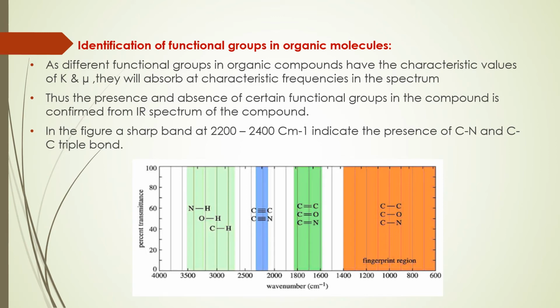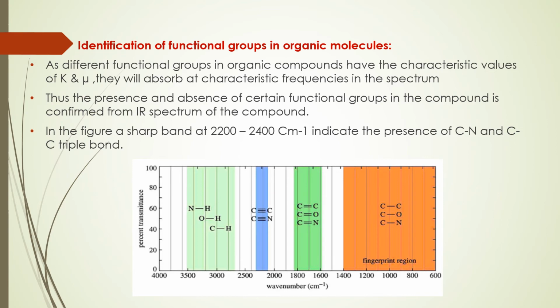At the same time, you can also identify functional groups in organic molecules. Different functional groups in organic compounds have characteristic values of k and mu, that is, different functional groups will have different force constant values and reduced mass. They will absorb at characteristic frequencies in the spectrum. If you observe the diagram here, you can see at 2200 to 2400 a sharp band, which is surely because of the C triple bond N and C triple bond C. So thus the presence and absence of certain functional groups in the compound is confirmed because of the IR spectrum of that particular compound.